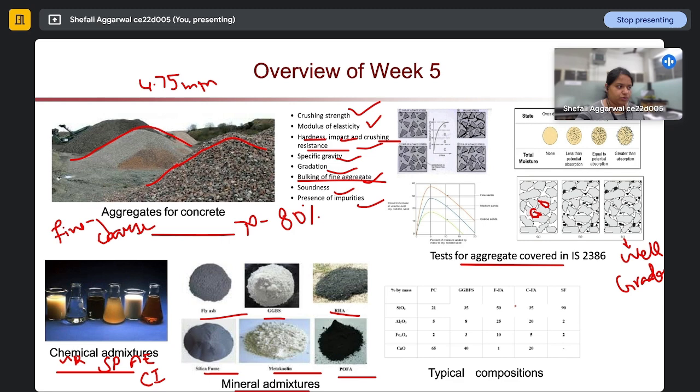Whatever we need, we can use that type of admixtures in our concrete system. So this is a typical composition of different types of mineral addition. If we talk about normal Portland cements, we have almost 65% calcium oxide, 20% silicon oxide, and 2 to 5% aluminum and iron oxide. If we are using other admixtures, how these compound values will change is shown here in the typical composition.